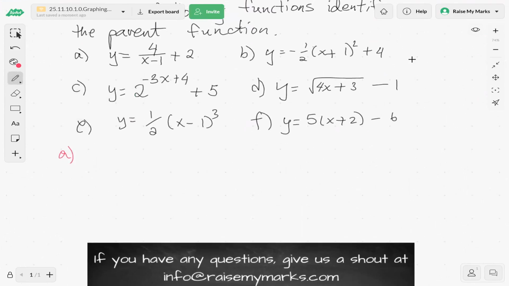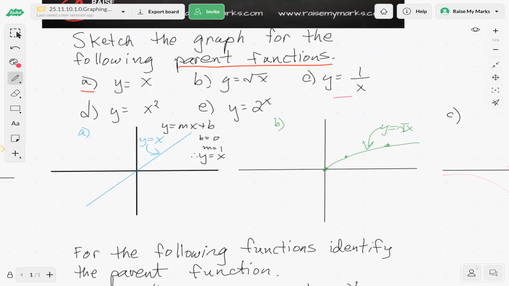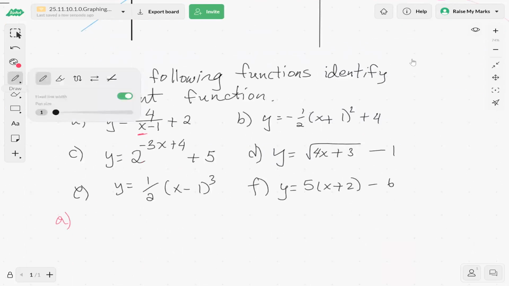We have 4 over x minus 1 plus 2. So let's consider where the variable is. Our variable x is in the denominator. So we scroll back up. We're kind of in this situation in part C. So our parent function is probably 1 over x. So let's go back down and we'll put our parent function is 1 over x.